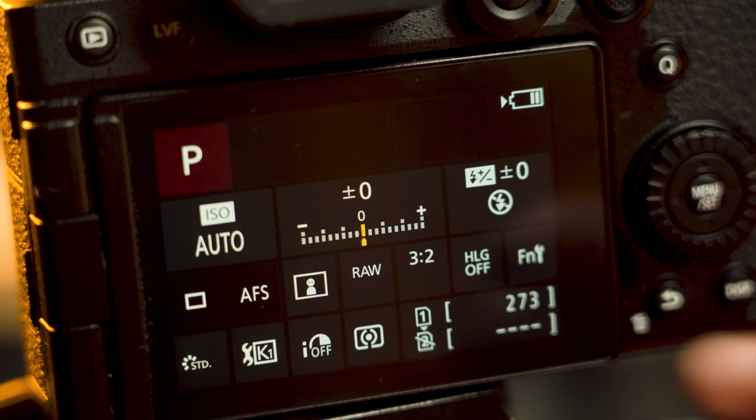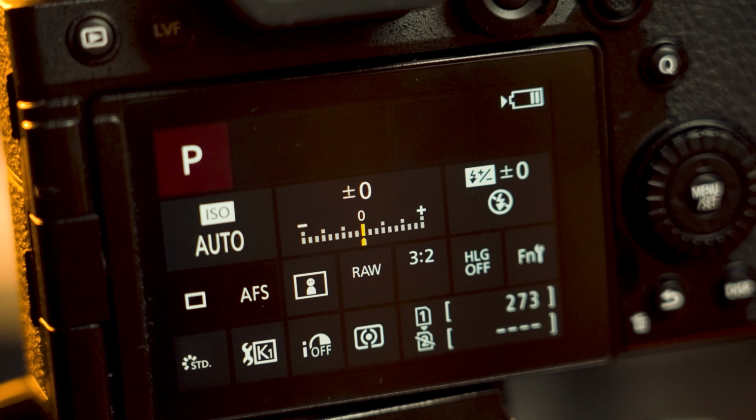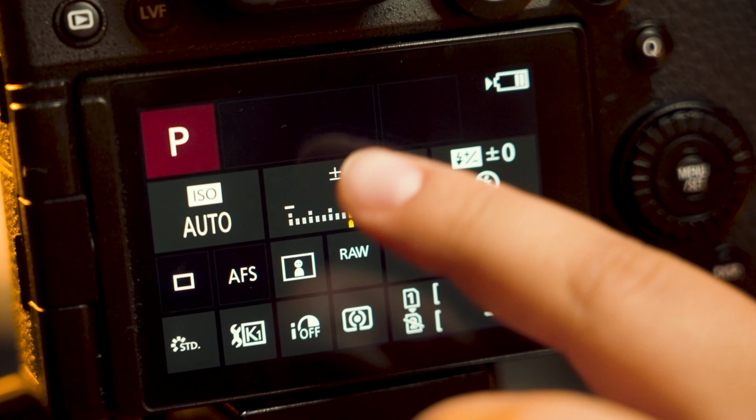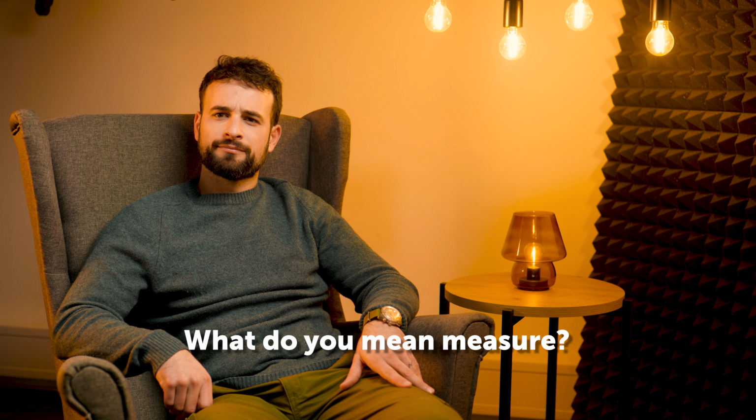The most important thing when using semi-automatic mode is the light meter. In manual mode, we use the light meter to control the exposure for the picture we're about to take. However, in automatic mode, we're going to use it to tell the camera how the photo should be exposed. The camera uses the light meter to measure the scene and adjust the photo's exposure accordingly. Wait, what do you mean, measure?